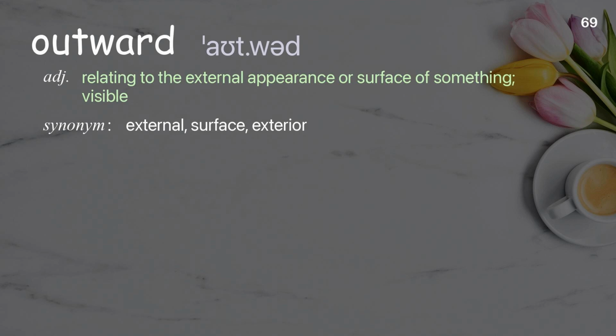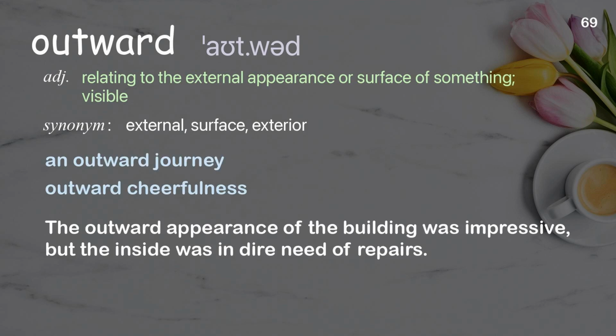Outward: Relating to the external appearance or surface of something, visible. Examples: An outward journey. Outward cheerfulness. The outward appearance of the building was impressive, but the inside was in dire need of repairs.